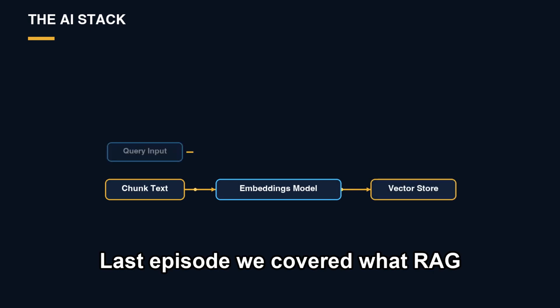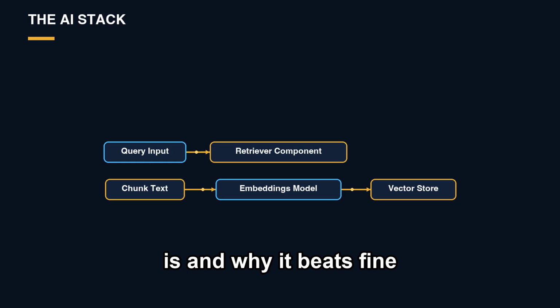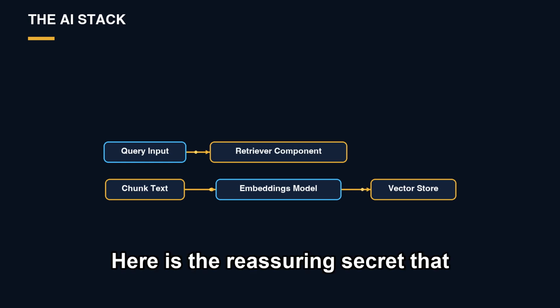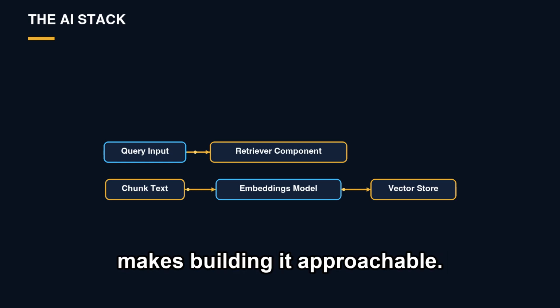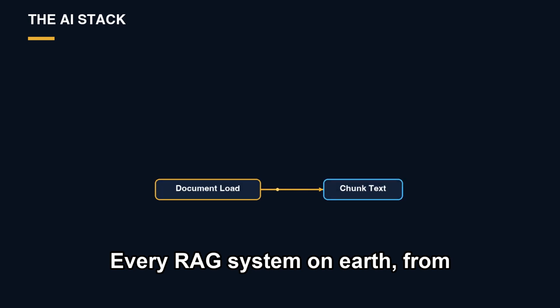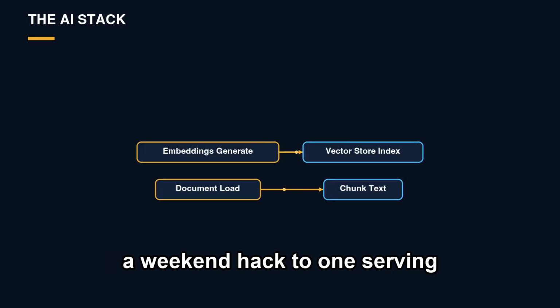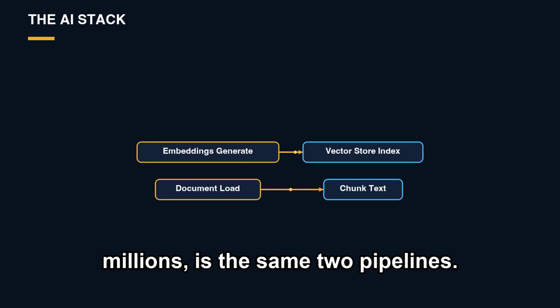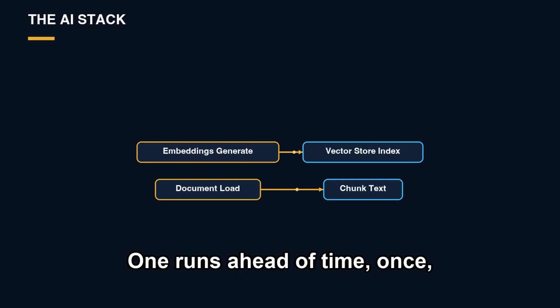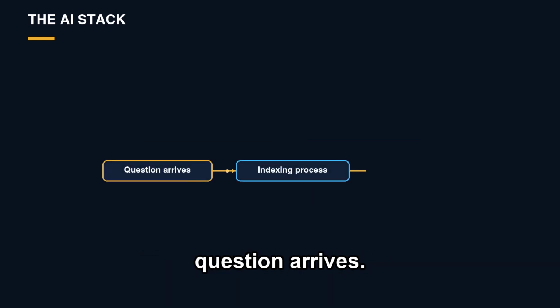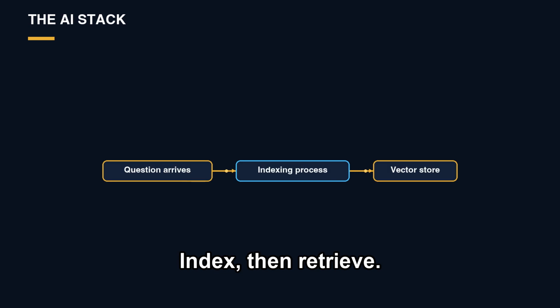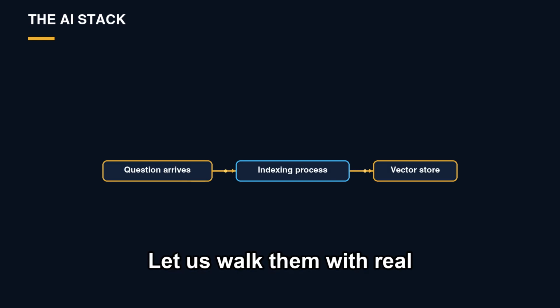Last episode we covered what RAG is and why it beats fine-tuning for facts. Here is the reassuring secret that makes building it approachable. Every RAG system on Earth, from a weekend hack to one serving millions, is the same two pipelines. One runs ahead of time once to prepare your library. The other fires every time a question arrives. Index, then retrieve. Let us walk them with real code.